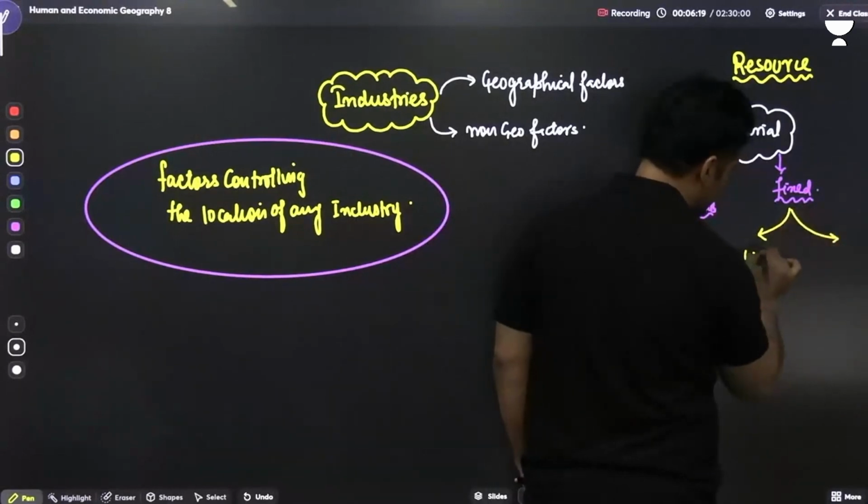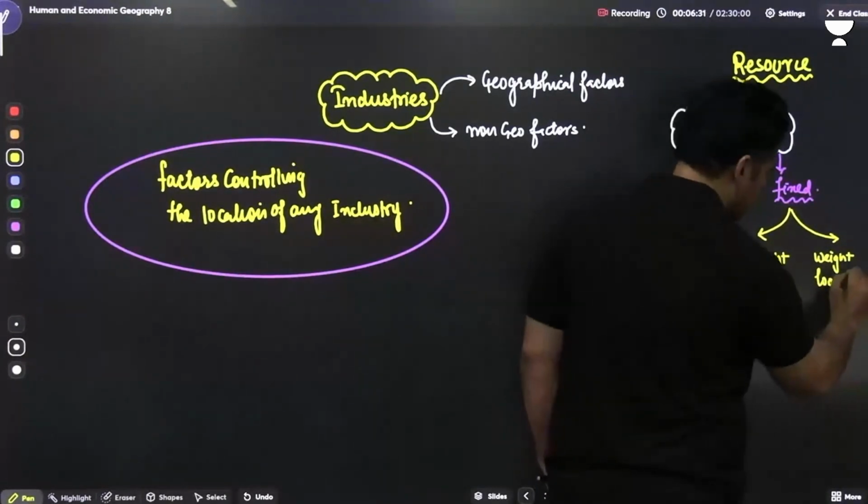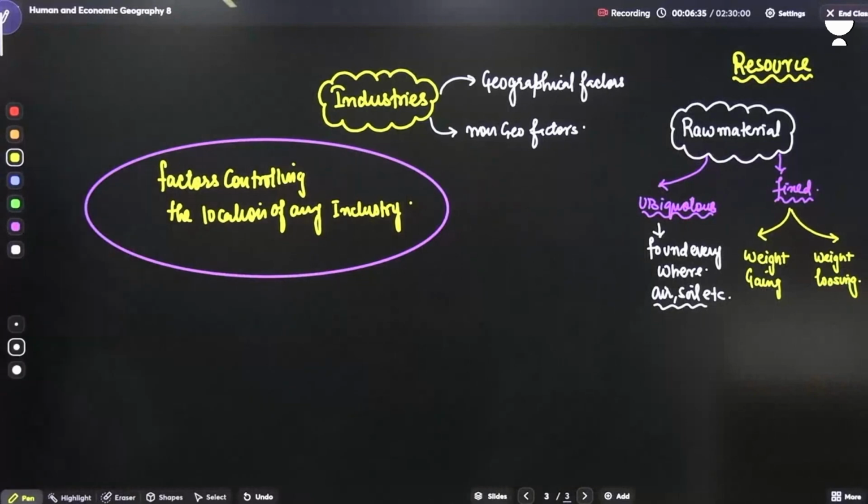One is called as weight gaining, another is called as weight losing. Now remember, there is a theory in the geography optionals called as Weber industrial location theory.